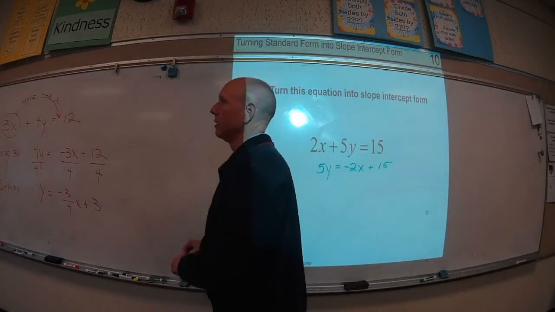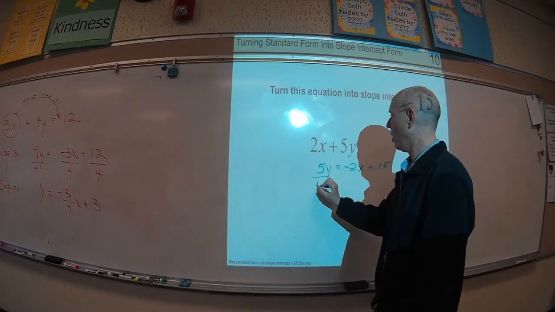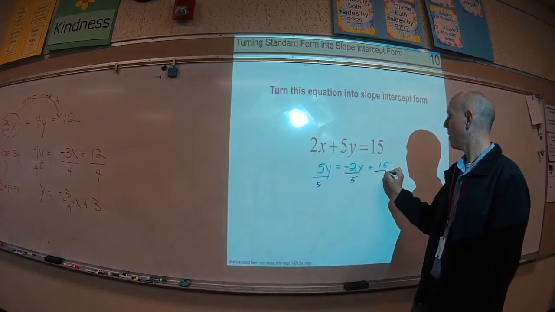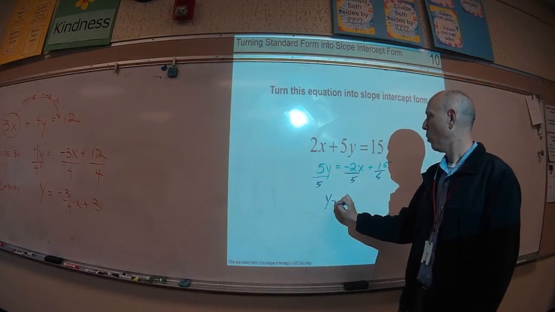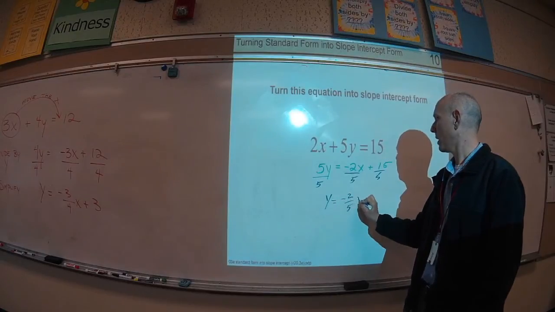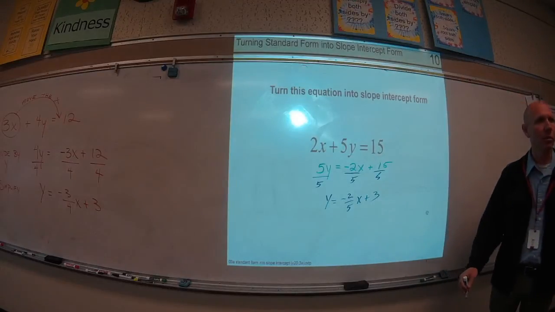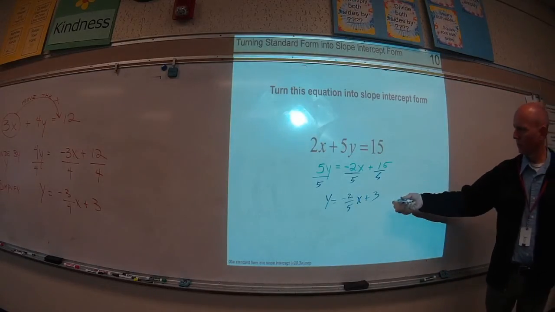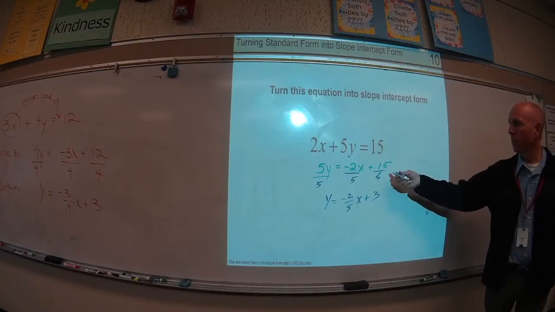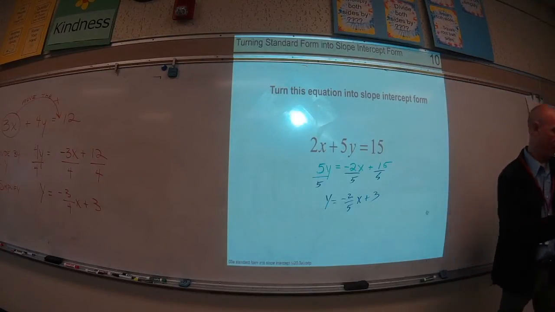I have it as divide by the y. Y equals negative 2/5 x plus 3. Where did that 3 come from? 15 divided by 5 is the 3. There it is.